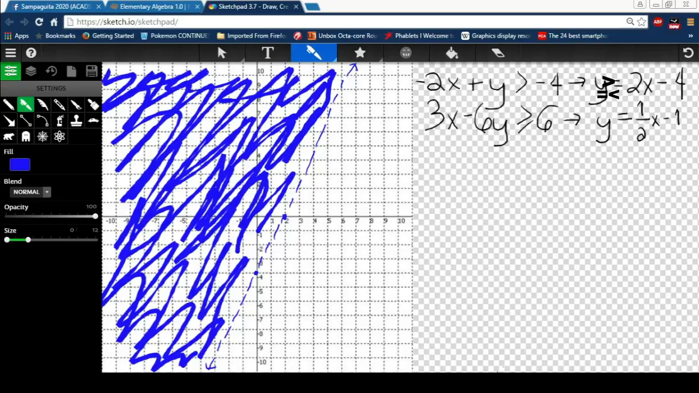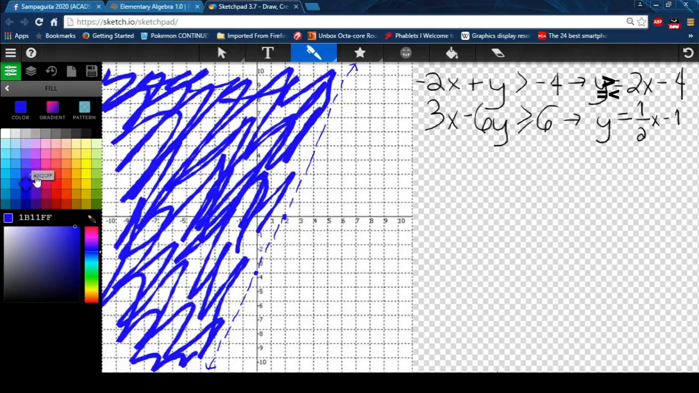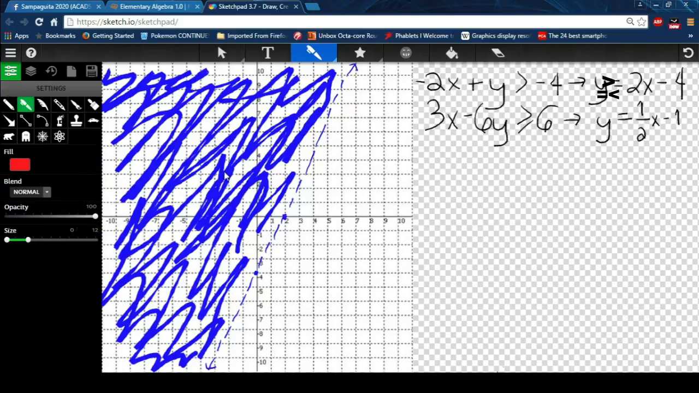Okay, then for the second inequality, we will use a solid boundary defined by y equals 1/2 x minus 1 and shade all points below it. So the y-intercept this time is negative 1. We'll use red this time. So negative 1, and the slope is 1/2, so rise over run. So the x-intercept is also the same as the first inequality, which is 2. Then we will draw a solid line connecting the two dots.